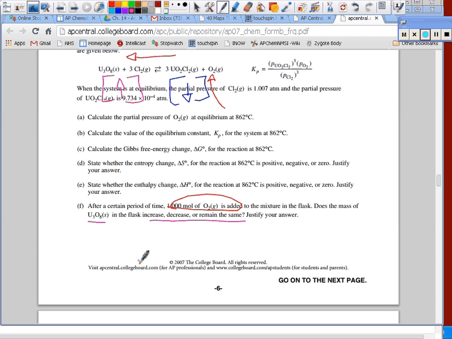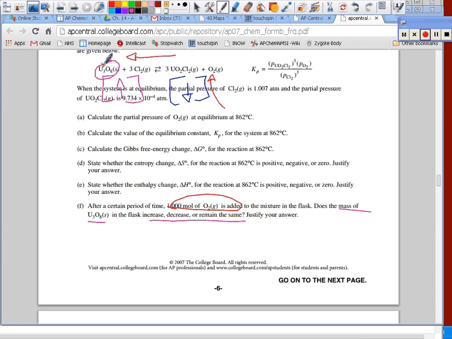This is wrong. Because it says, does the mass of U3O8 increase, decrease, or remain the same? You're going to want to say it stays the same because solids don't affect equilibrium. Here's the issue. Am I adding or removing some solid from this? What am I adding or removing? I'm technically adding O2. So since I'm shifting, will it still affect the solid? Yes, because here's what's going to happen.